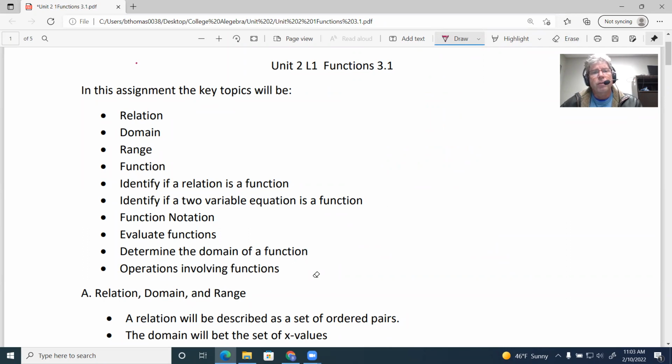So some vocabulary we're going to come across. We're going to see this word relation. We're going to see this word domain, range, and we're going to see this word function again. We're also going to be able to identify if a relation is a function. We're going to identify if a two-variable equation is a function. We're going to talk about function notation. We're going to evaluate functions. We're going to determine the domain of a function. And we're going to work with operations involving functions. So this is a busy lesson, so hang on.